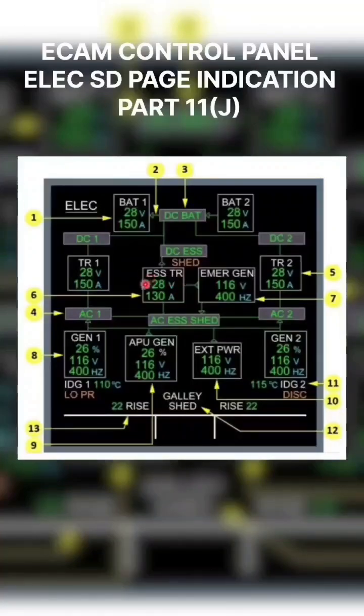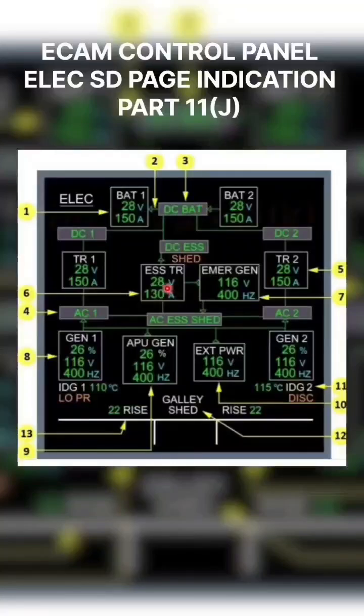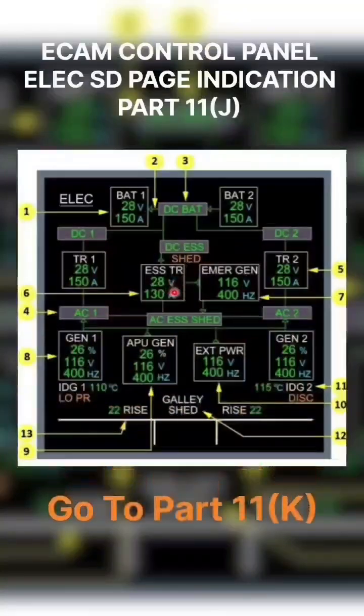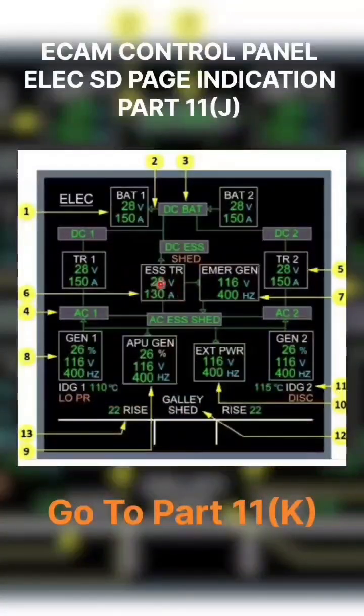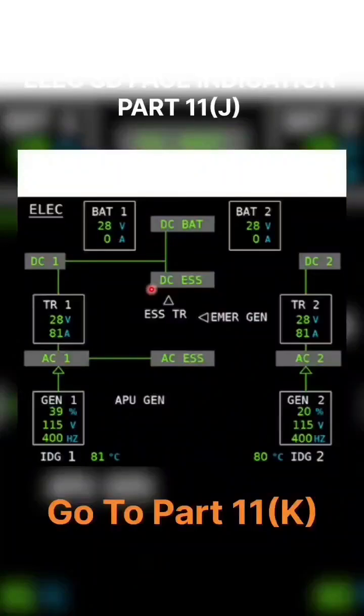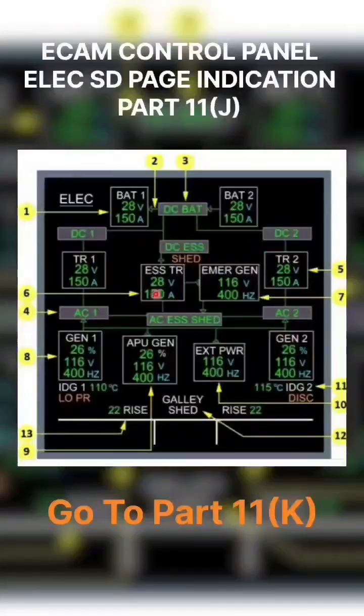And there is the ESS TR. Here also, if you see the condition, this legend follows the logic of the above TR 1 and TR 2. It will follow the logic, and voltage and current are not displayed when the ESS TR contactor is open. So this depends on the scenario. You can see this is not in use in the picture, that's why it's not showing. But here we are just discussing the indications.